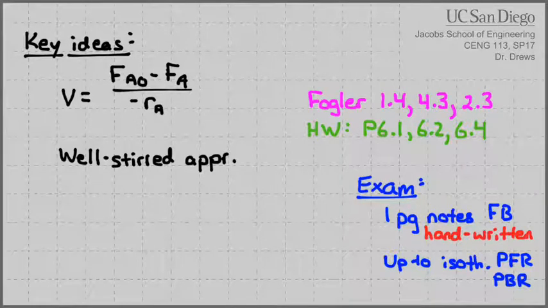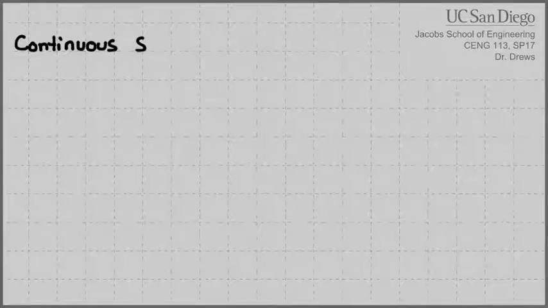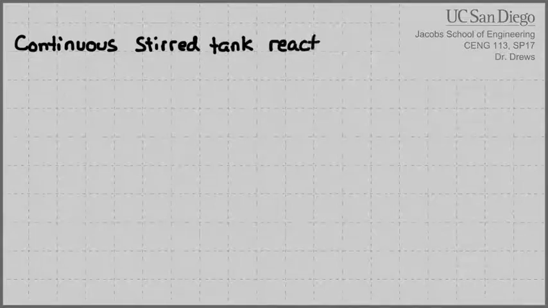So what's a CSTR? The type of reactor that we're talking about is what's called a continuous stirred tank reactor. Wow, that pen is kind of zonking out today. And that name sort of gives you all the information that you need. The abbreviation CSTR comes from those four words.